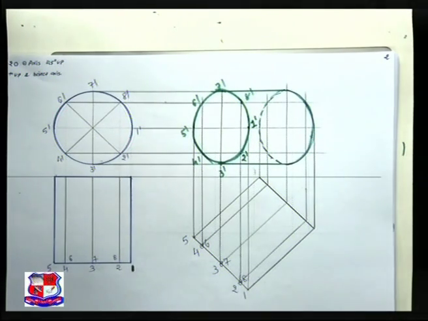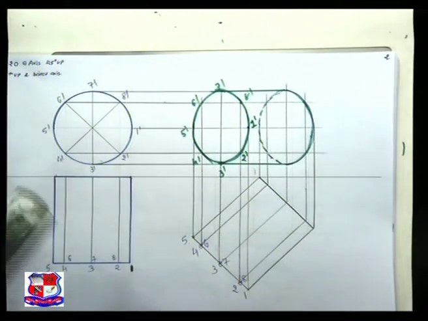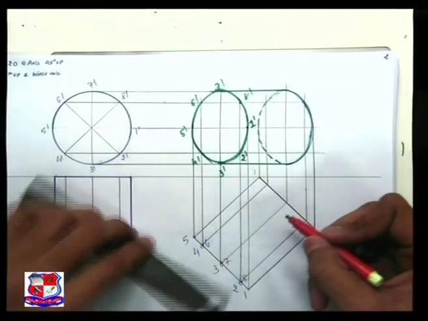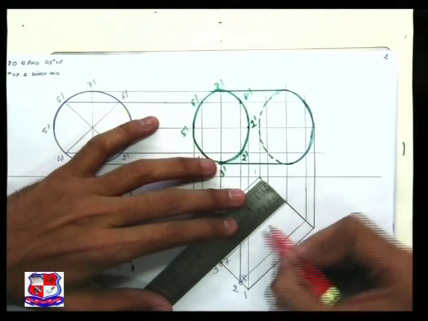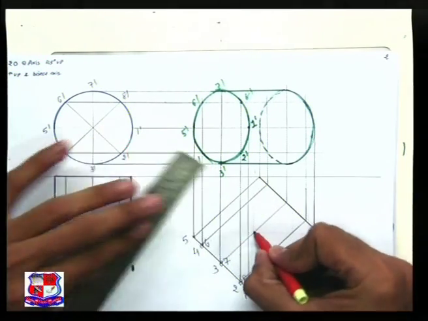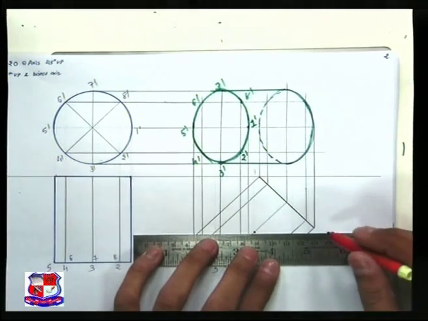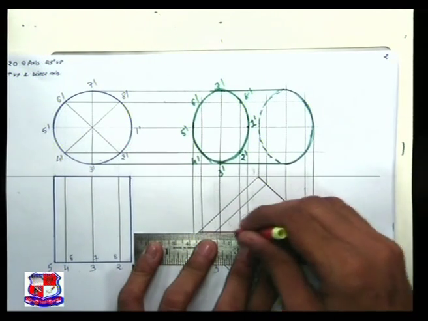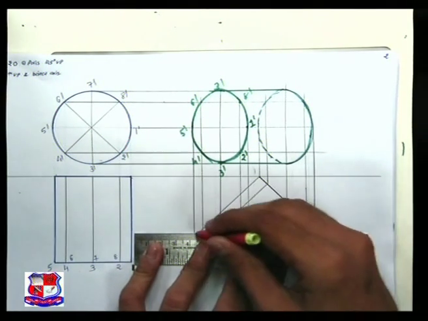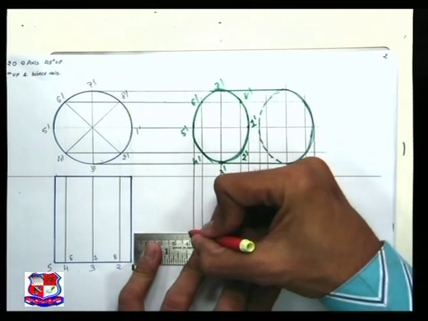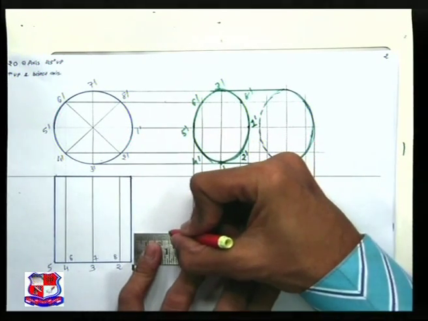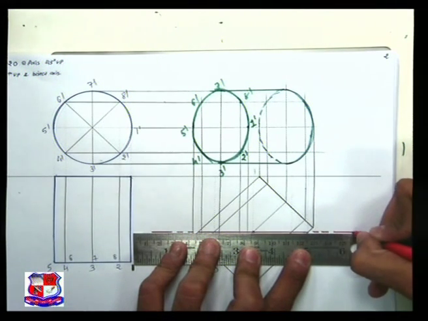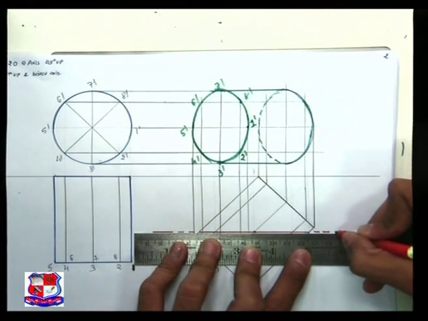Now think about the cutting plane. The cutting plane is parallel to XY line or parallel to vertical plane and bisects the axis. So find out the midpoint of this axis. The midpoint of this axis would be somewhere here, and from that point draw a cutting plane line. So that would be like this. This is a cutting portion, and here the cutting plane line would be like this. 2 small dashes and 1 long dash, and darken at the end.